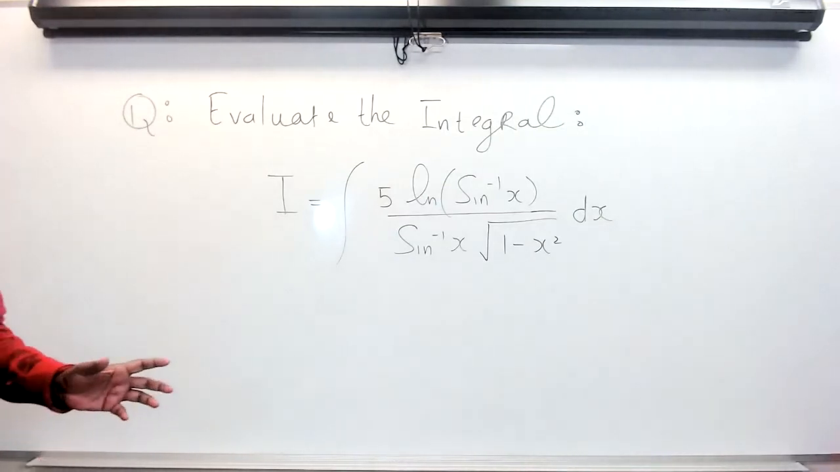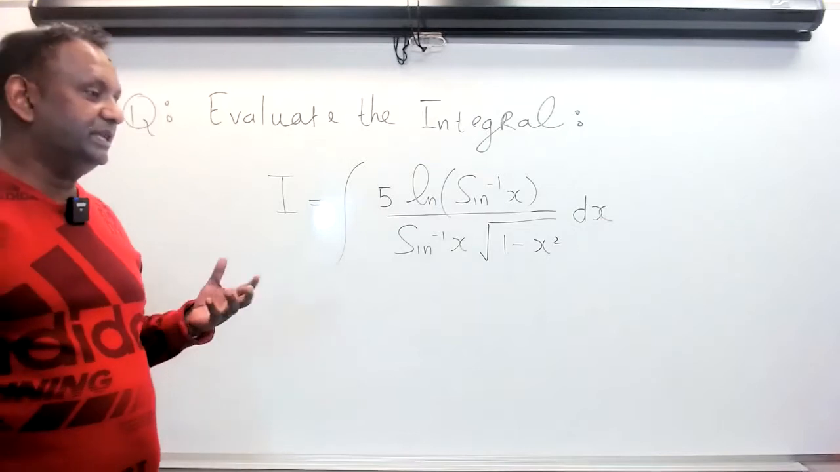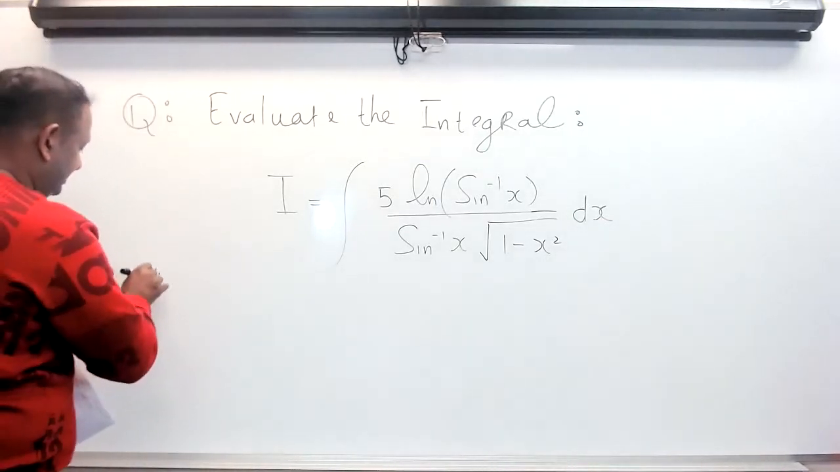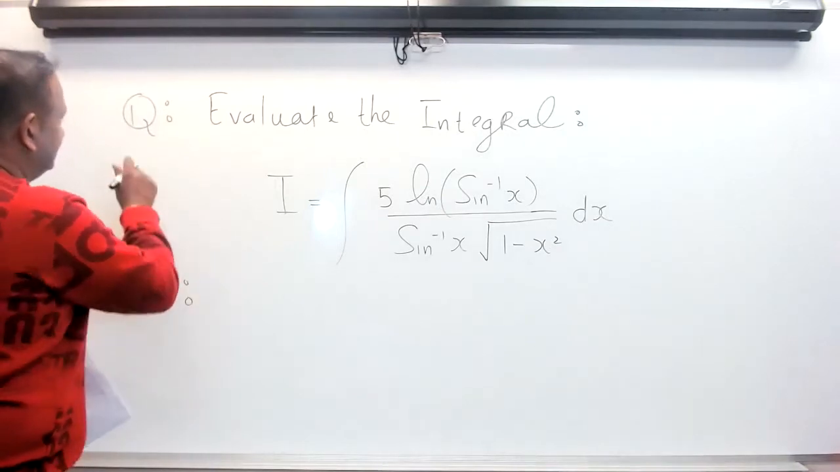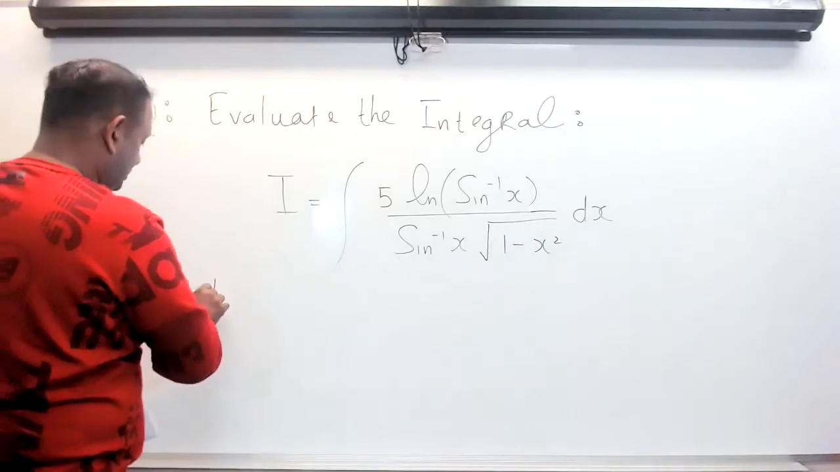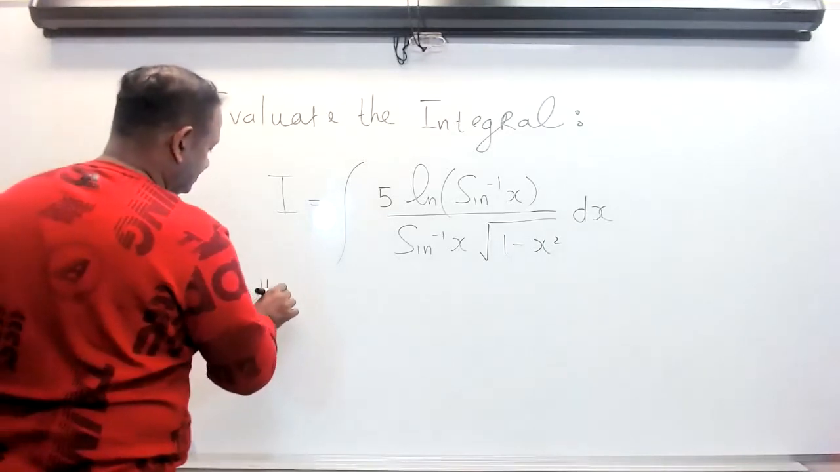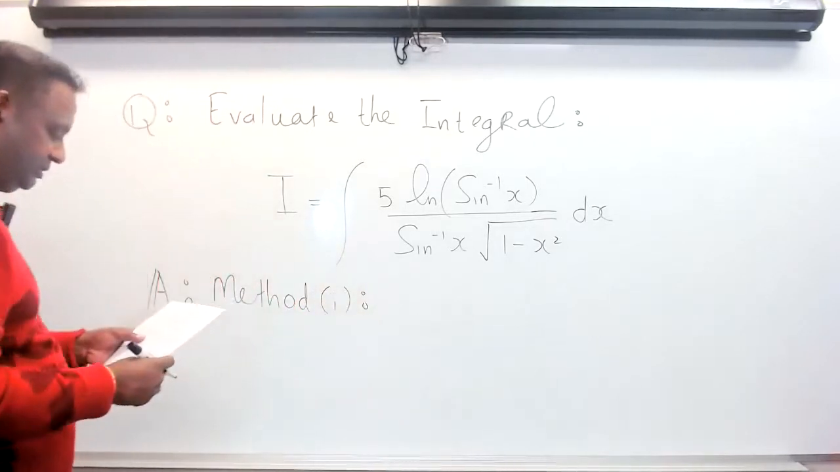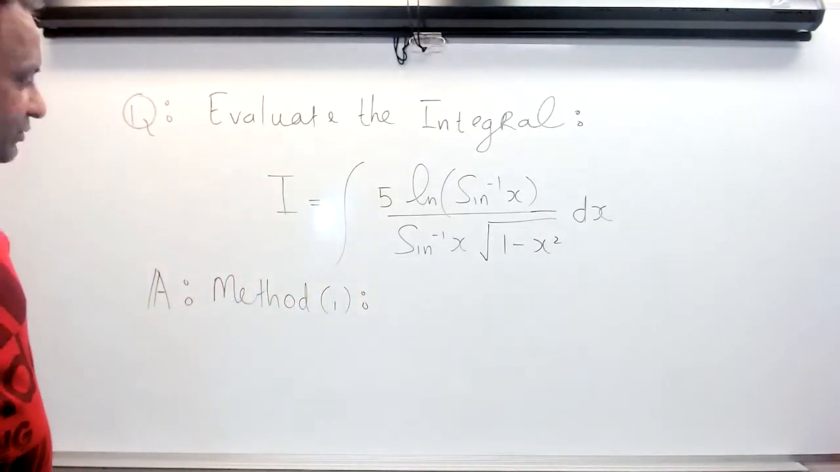Here today we're going to discuss 3 methods. Let's go straight to the first method. Q is for the question and A is for the answer. Method 1: using the formula.